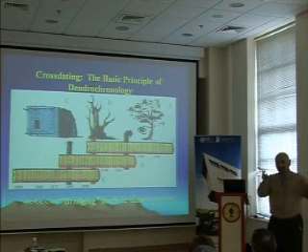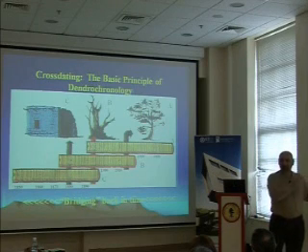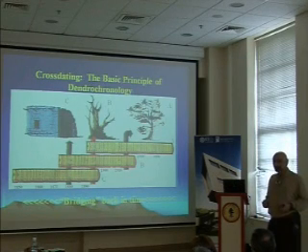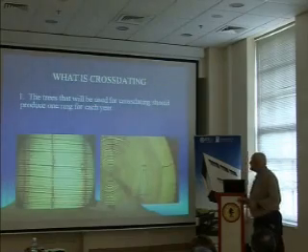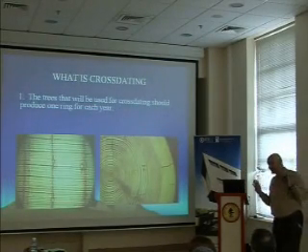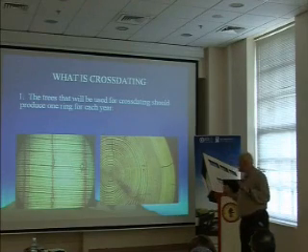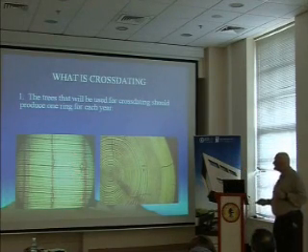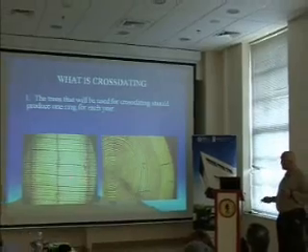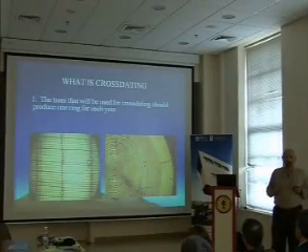Then your chronologies start getting older and older and older. Okay? Now, there are four criteria to do cross-dating. First criteria, the trees should produce one annual ring every year.